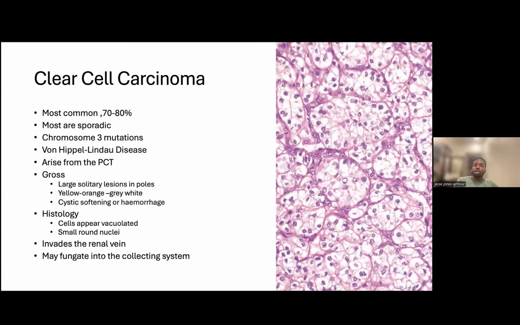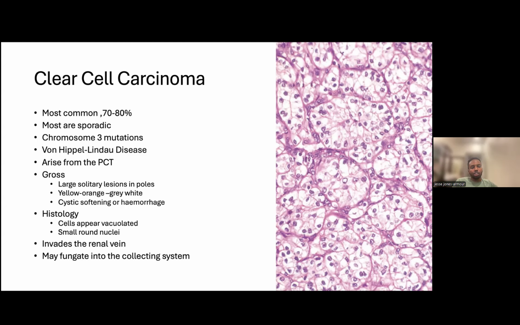The most common type of renal cell carcinoma is the clear cell carcinoma, and this is in 70 to 80% of patients. They are mostly sporadic. However, the sporadic ones do follow up with chromosome 3 mutations and VHL disease as well, and they generally arise from the proximal convoluted tubule.